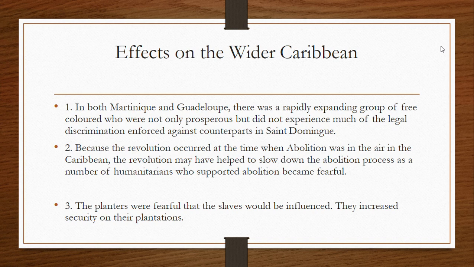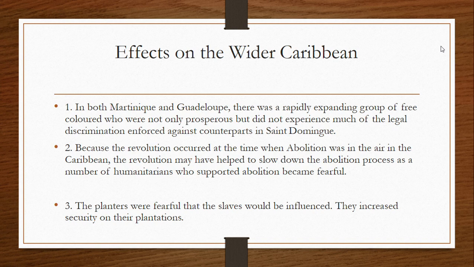Next, we have to look at the fact that the revolution occurred when it did, which was at a time when abolition was in the air. The revolution may have helped to slow down the abolition process as members of humanitarian groups who supported abolition became fearful, as we just discussed. So other Caribbean countries that might have gotten their emancipation earlier, because of fear, the abolition movement was slowed down and delayed as a result of the Haitian Revolution.